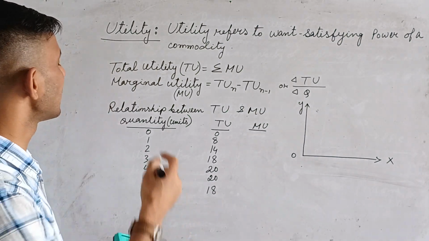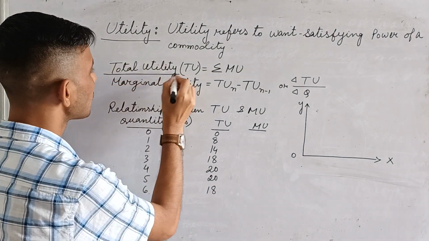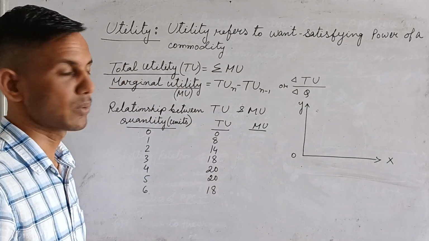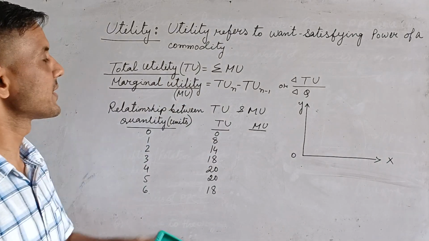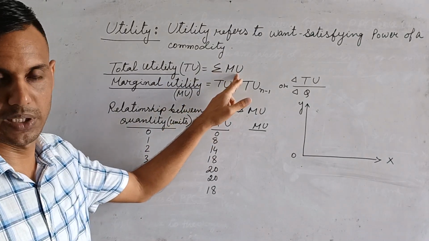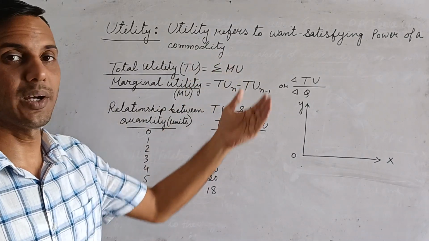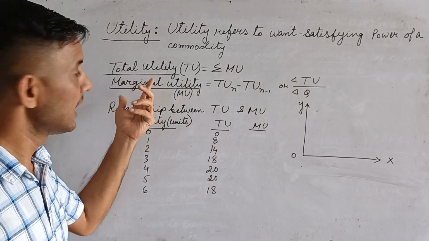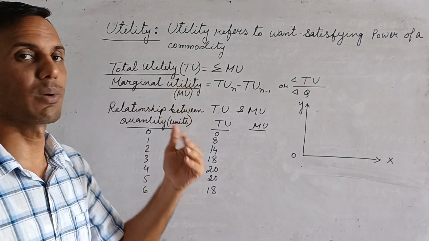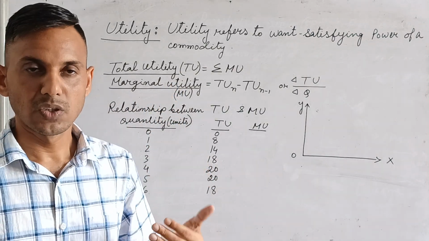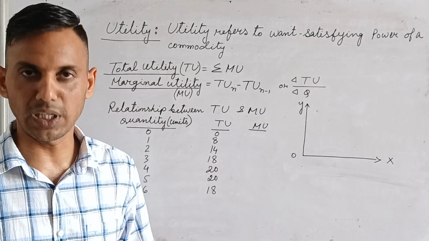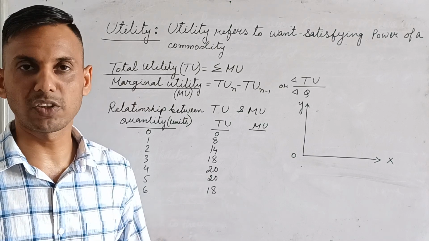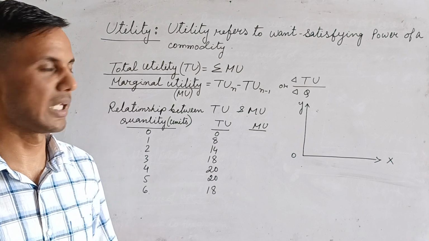So now you see that there are two types of utility. One is the total utility and another one is the marginal utility, MU. Total utility means the sum of marginal utility. It means if you add all the marginal utility, then you will get the total utility. And marginal utility means what? Additional utility. Consuming an additional unit, whatever additional utility or satisfaction you get, this is called the marginal utility.